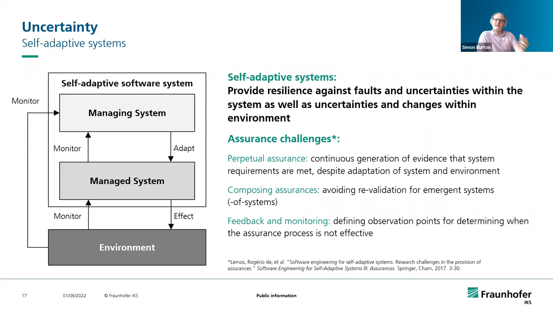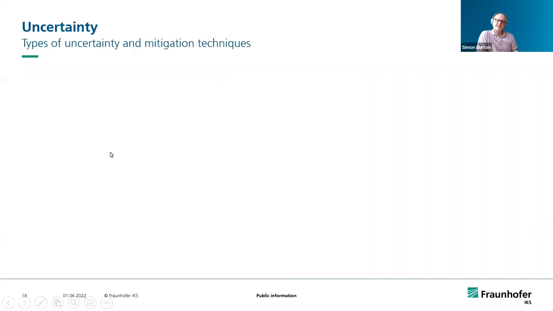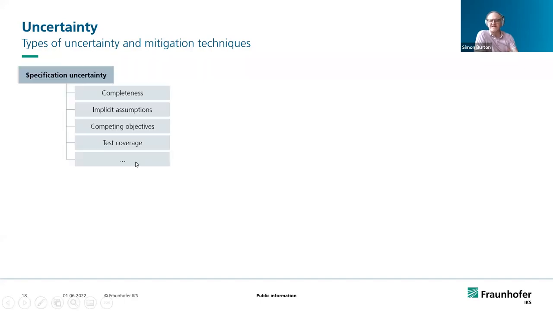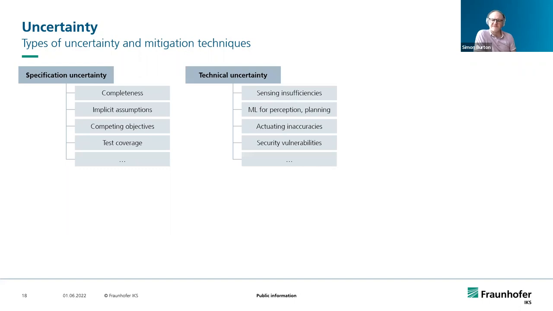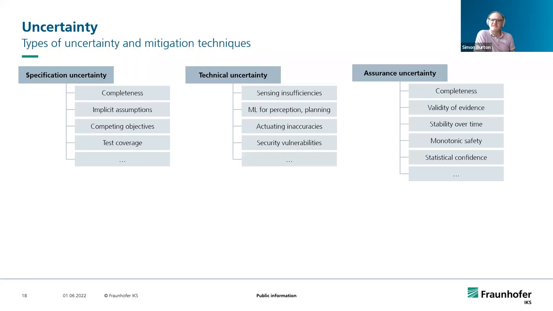So to summarize this section, there's a lot of different types of uncertainties that we encounter in these types of systems that all provide challenges to safety assurance. And I've mentioned some of them here related to uncertainty in the specification of the system, some of the technical uncertainty involved in different components of the system, but also uncertainty involved in the assurance of the system, whether or not we really trust our safety assurance.